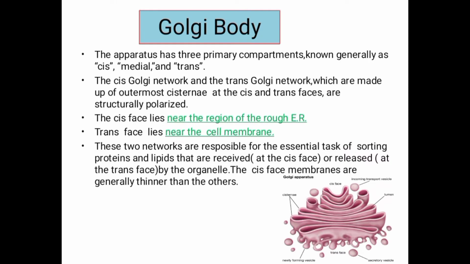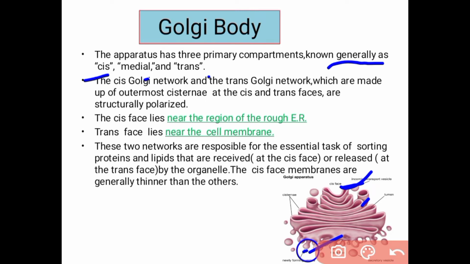Then coming to the next slide, the apparatus has three primary compartments, generally known as cis, medial and trans. These are the three. The cis Golgi network and the trans Golgi network, which are made up of the outermost cisternae and the cis and trans faces, are structurally polarized. The cis face is near the region of the rough endoplasmic reticulum and the trans face is near the cell membrane.